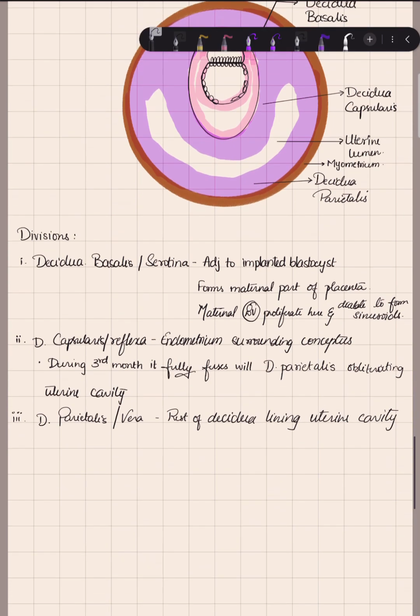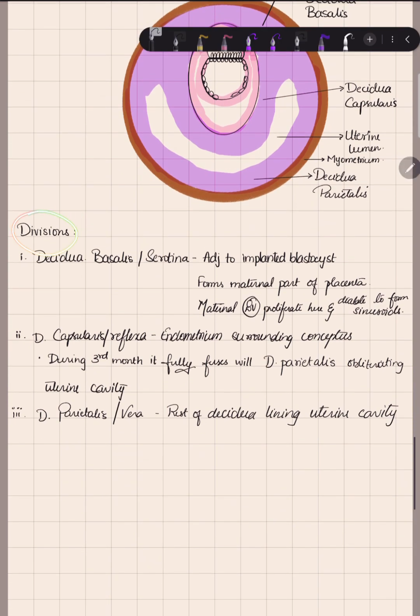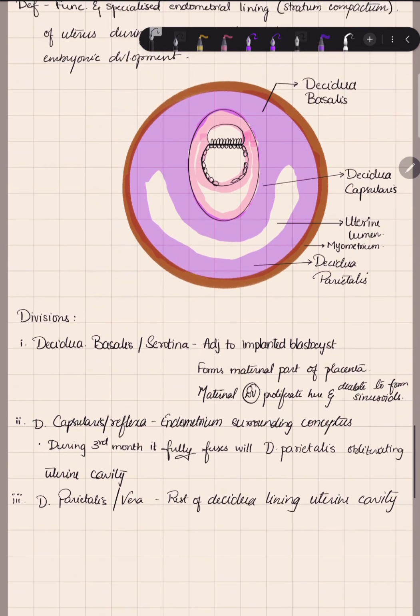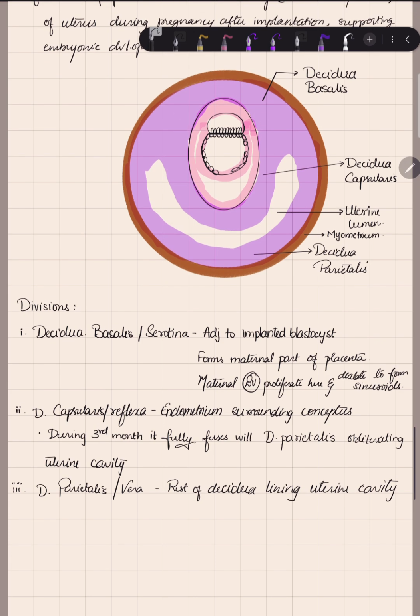If you see this, the decidua has three divisions. The first one is the decidua basalis, then the decidua capsularis, and then the decidua parietalis. The decidua basalis is adjacent to the implanted blastocyst. This part of the decidua that is adjacent to the implanted blastocyst is called the decidua basalis. It forms the maternal part of the placenta. Here the maternal blood vessels proliferate and dilate to form sinusoids, because in the future this will form the placenta, so you need more blood supply.